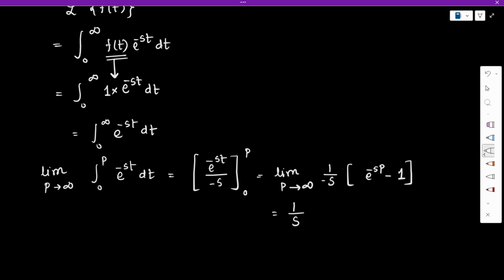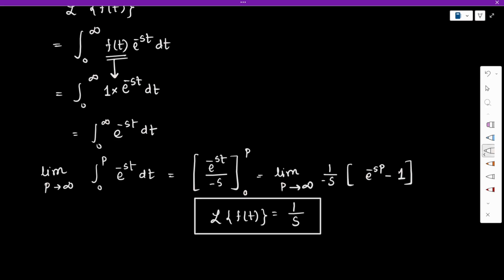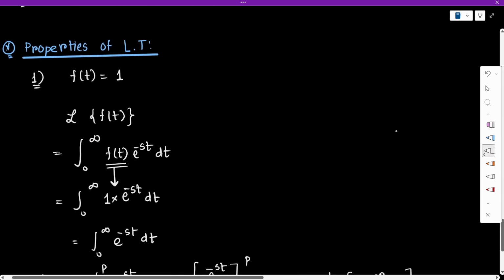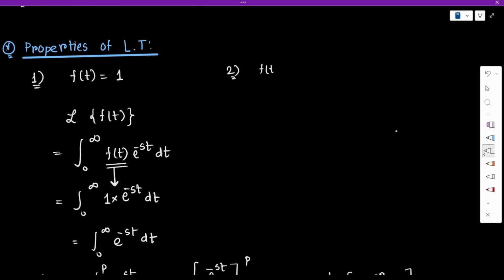So this is a historic moment for you, because we have just found the Laplace transform of a function where the function of t is equal to 1. So we can say that the Laplace transform of 1 is 1 over s. We can also find the Laplace transform of another simple function. We're not talking about properties yet. We're just finding the Laplace transforms of some common functions.